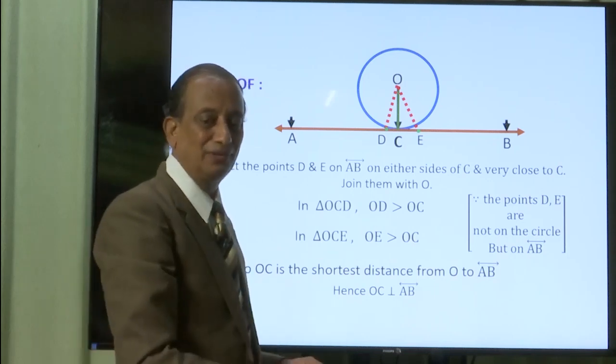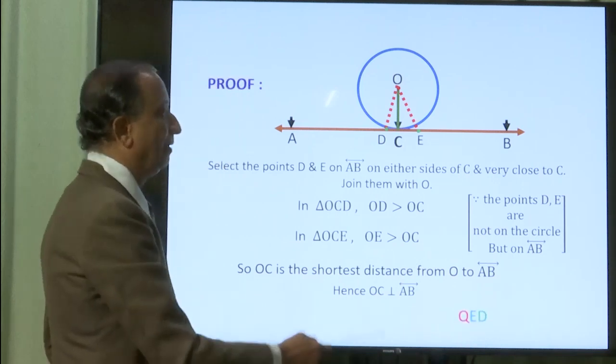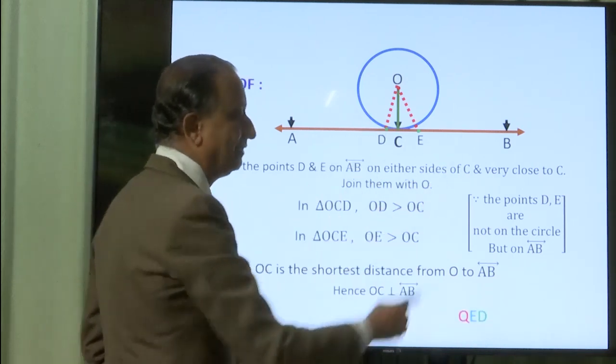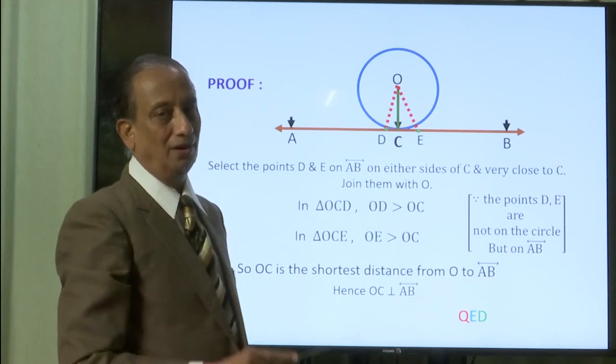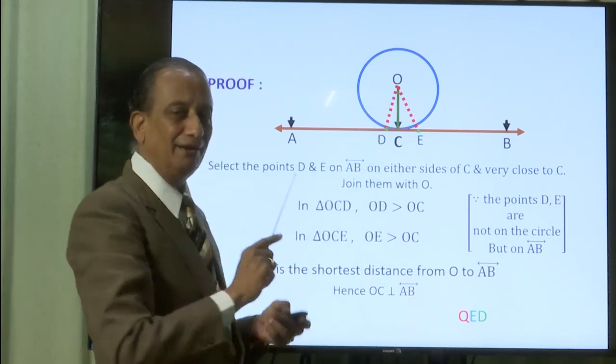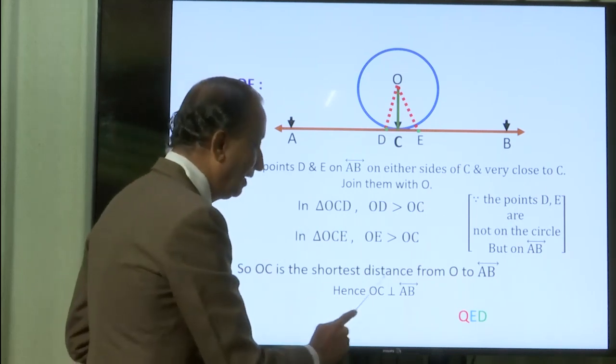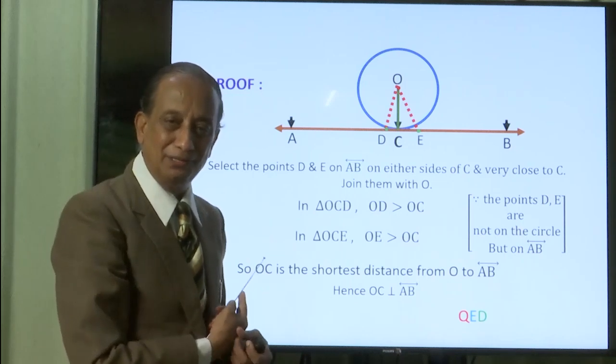Okay, this is the converse of the prerequisite theorem. So with that we have showed that this radius and the tangent at the point of contact are always perpendicular to each other. So this is the proof, a very simple proof, a small proof to show that radius and tangent are perpendicular to each other.